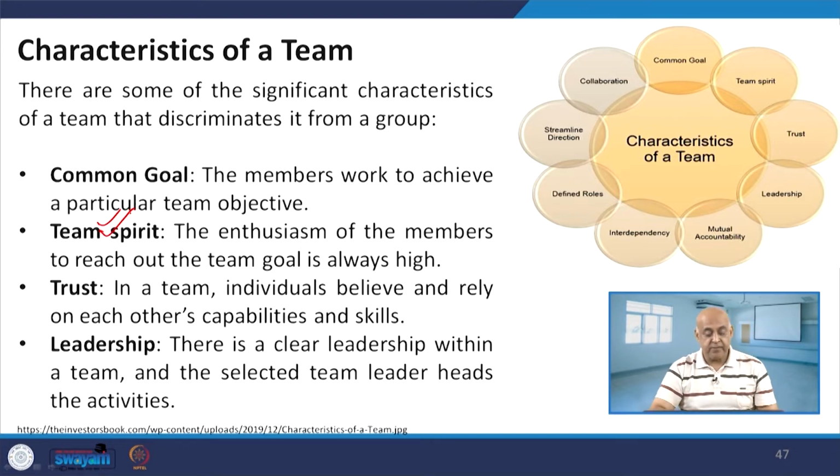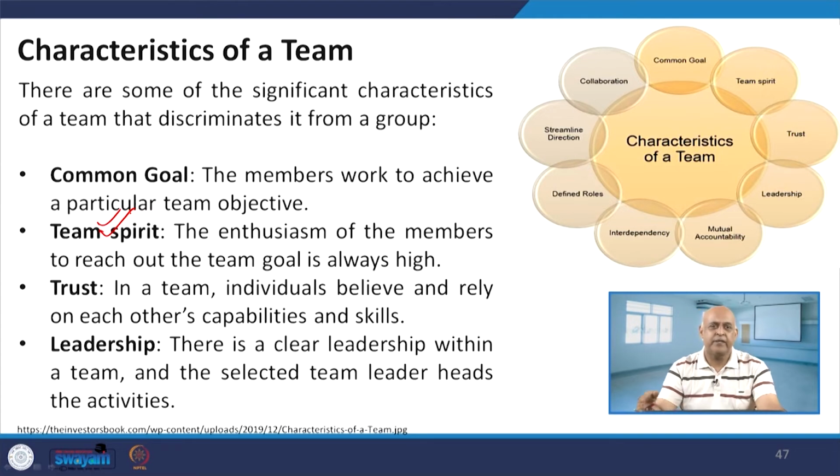The enthusiasm of the members to reach the team goal is always high. So, working together. Whenever we see any game, especially hockey or football, or even cricket, and the way they are playing, you will find the enthusiasm of the members to reach the team goal, which you can see in the field. It is very obvious whether there is team spirit or not.